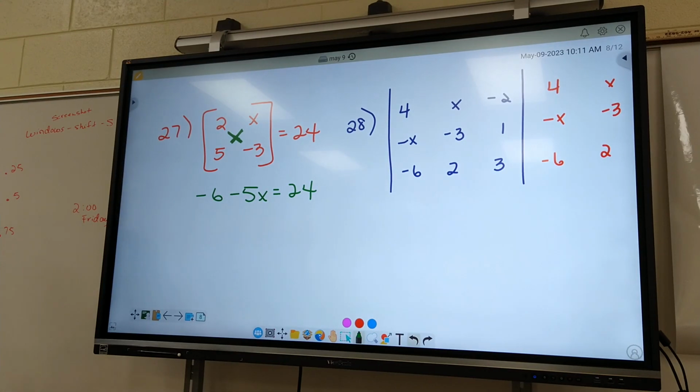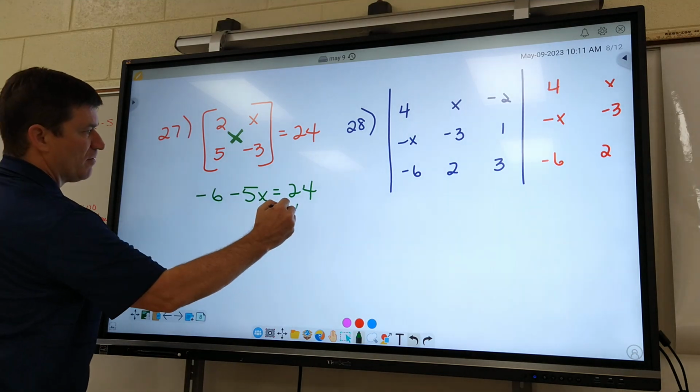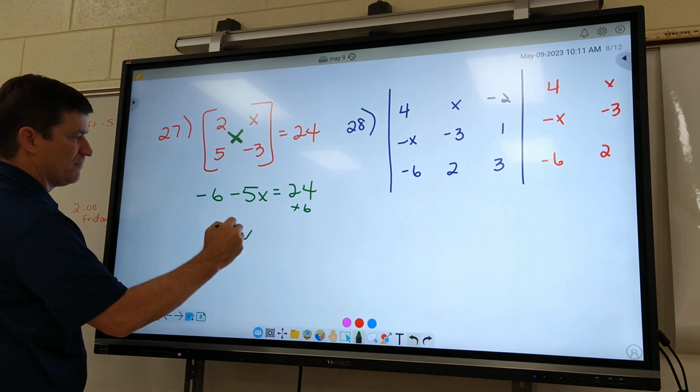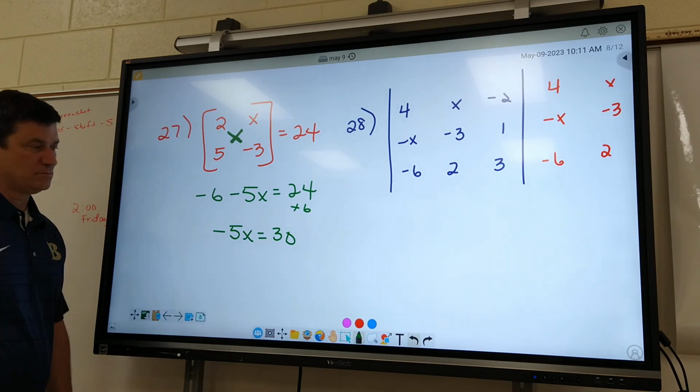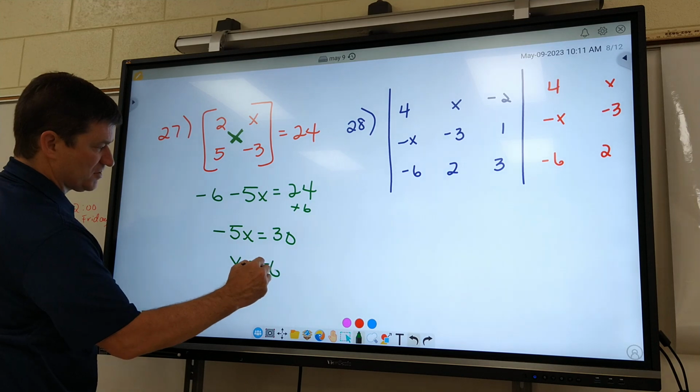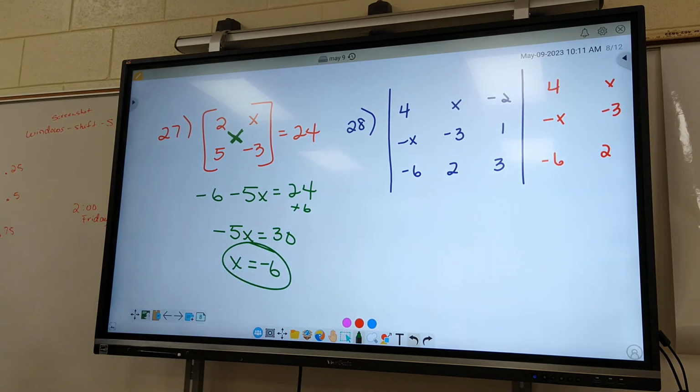So now we just solved the equation, Matthew. What do I move over first? Move that over, that's a +6. I got -5x equals 30. What's last? All right, so I got -6 for my answer. So that was pretty easy. Going to have a couple of those on the test Thursday.